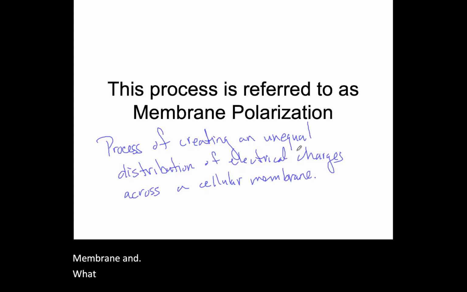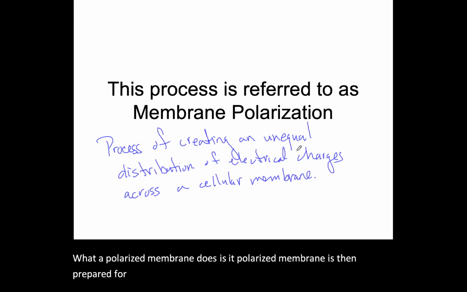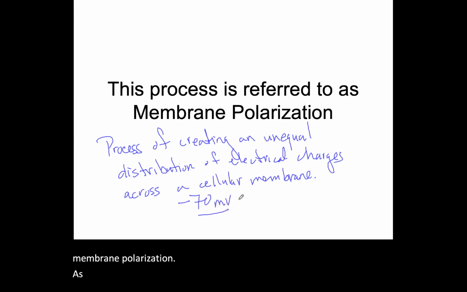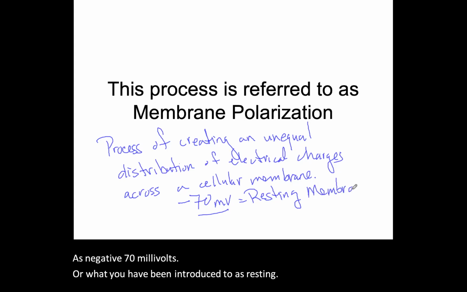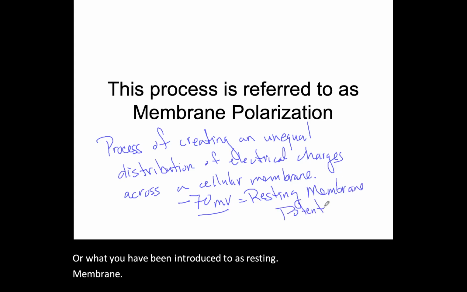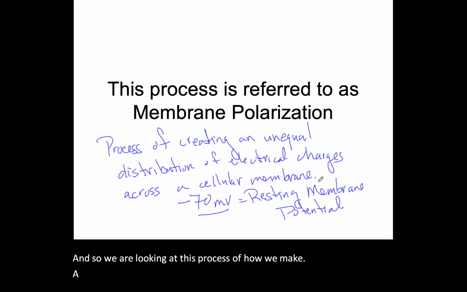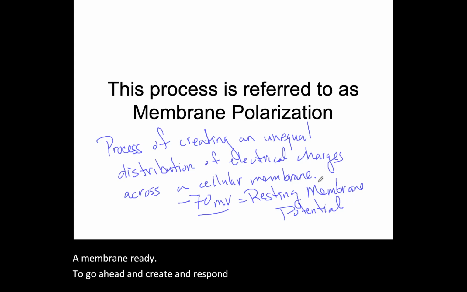And what a polarized membrane does is that a polarized membrane is then prepared for the potential of creating an action potential. And we define membrane polarization as negative 70 millivolts, or what you have been introduced to as resting membrane potential. And so we are looking at this process of how we make a membrane ready to go ahead and create and respond to an action potential.